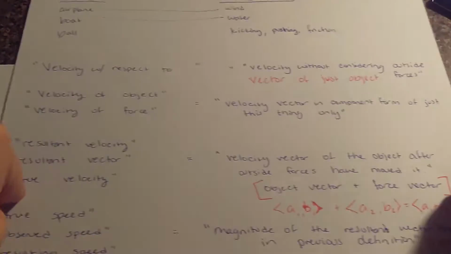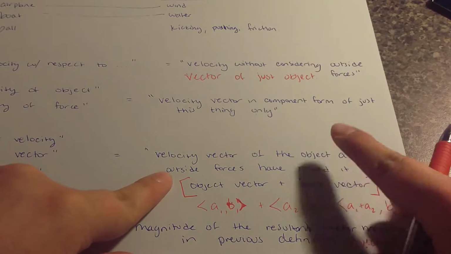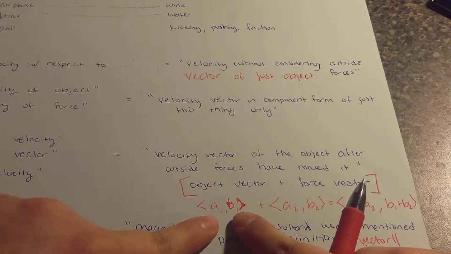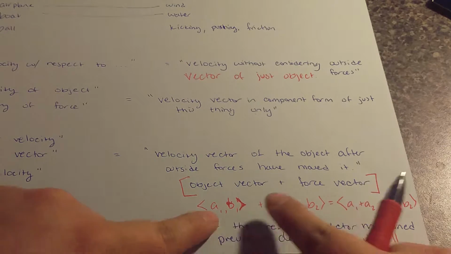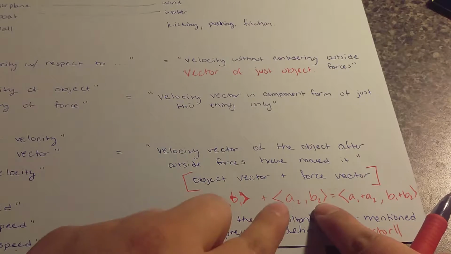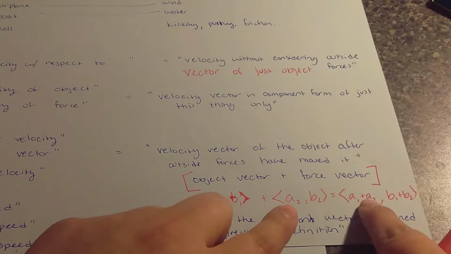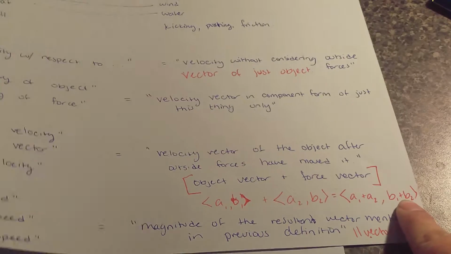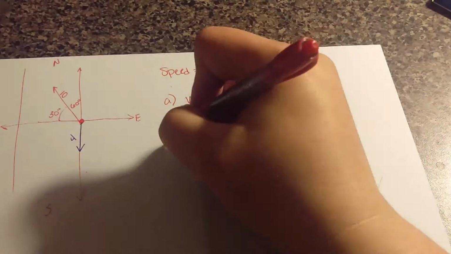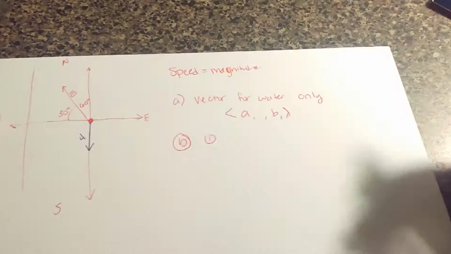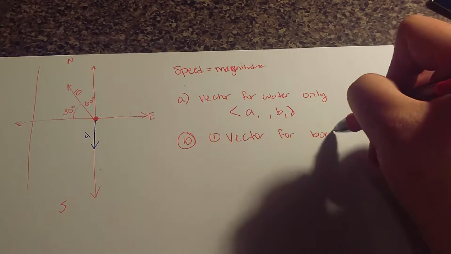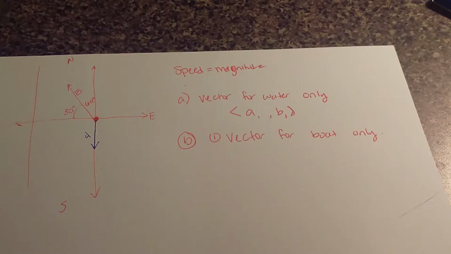B, find the true velocity of the ferry boat. True velocity is when we're considering the velocity of the object and all outside forces. So we need the object's vector, which we haven't found yet, so you do have to do that as part of B. Then we add to that the force vector, which you have just done in part A. You add their components together to get the true velocity, the velocity of the boat with the water impacting it. So for B, the first step is to find the vector for the boat only.